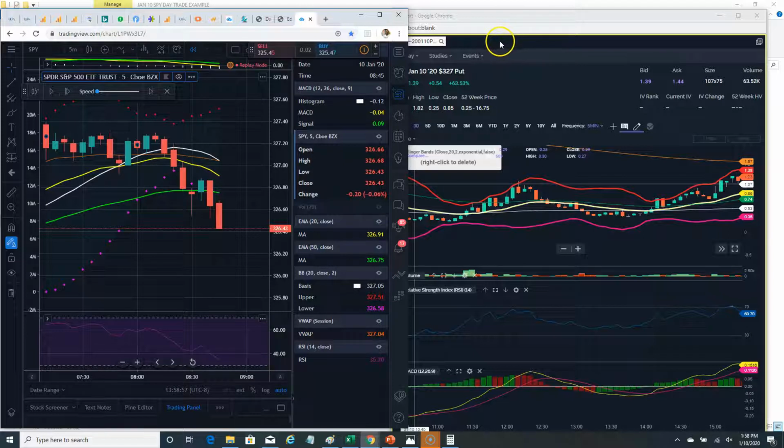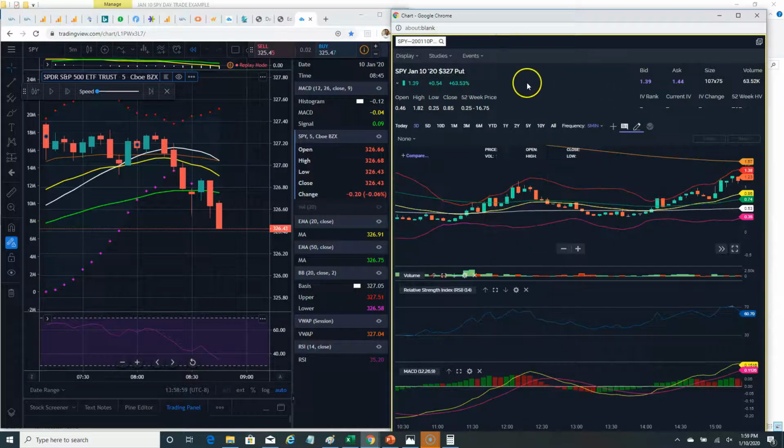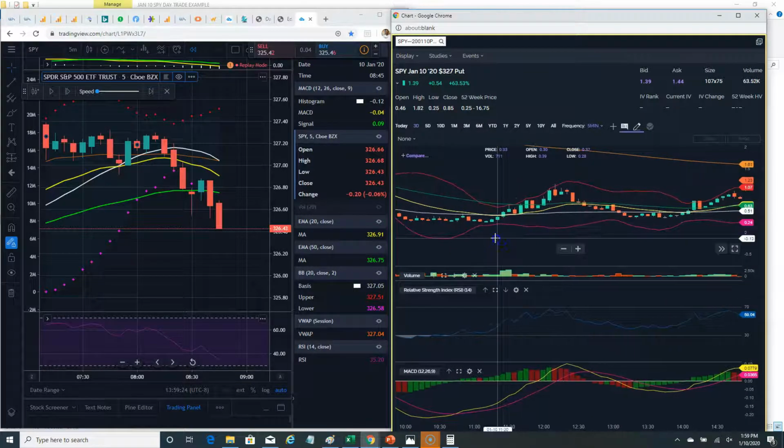Maybe let's start talking about that. On this right-hand side, what I'm sharing with you seems like a lot of information. I'm actually tracking the SPY January 10, 327 puts. That's the chart of the option itself. The times on here are Eastern time, so 8:45, 8:48 for us is 11:48. So it's this candle here.